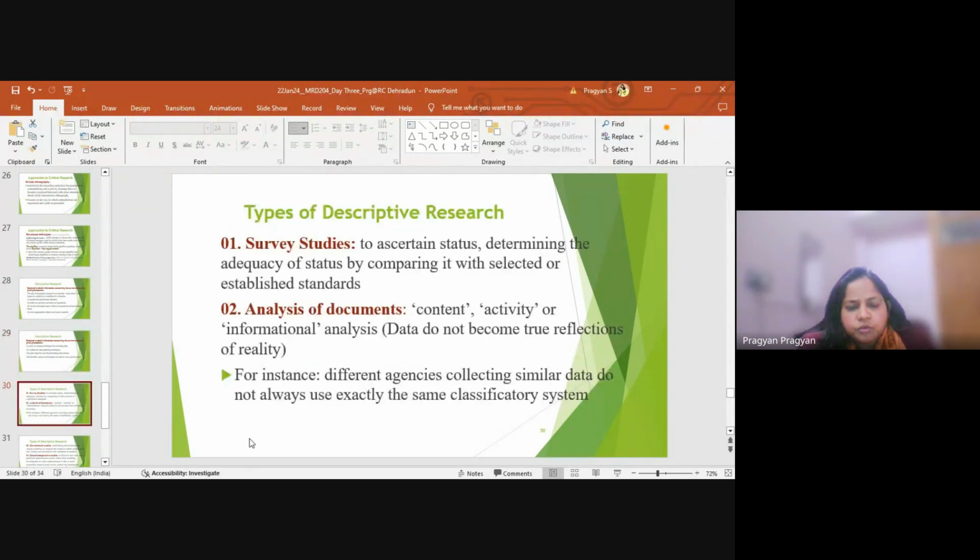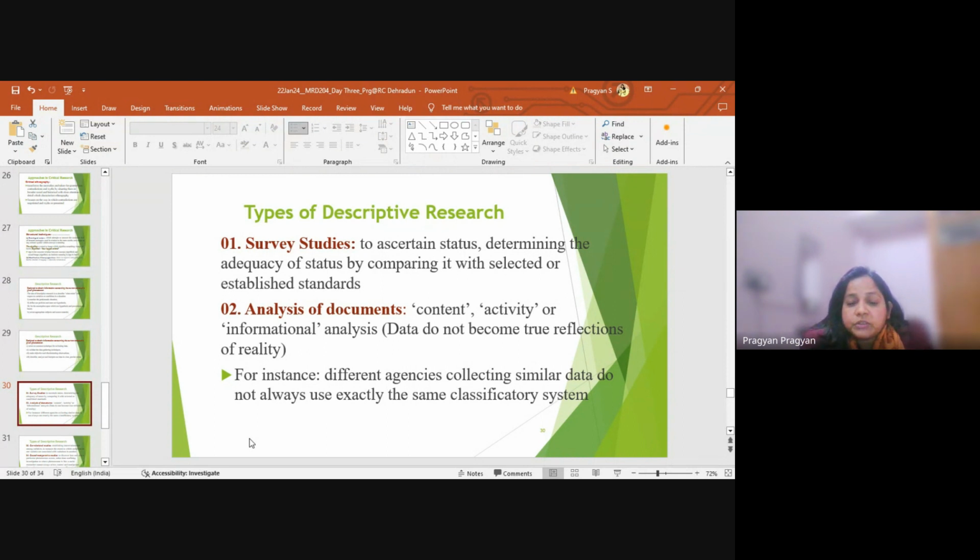There will be much more things that we can discuss in coming days. But yes, in terms of types of descriptive research, we have to understand survey studies. Survey studies means, again, in order to ascertain a status, determining the adequacy of a status by comparing it with those particular categorized standards that are actually enumerated by the researcher in the beginning of the study. These survey studies are very useful for evaluation or the appraisal of a particular development program in rural area.